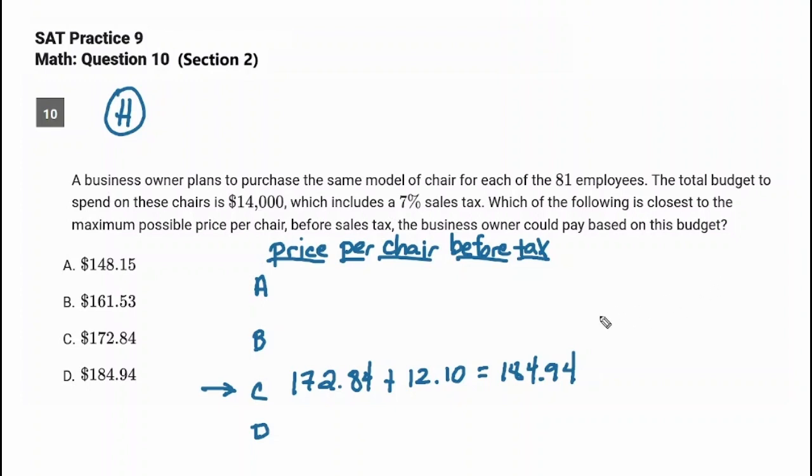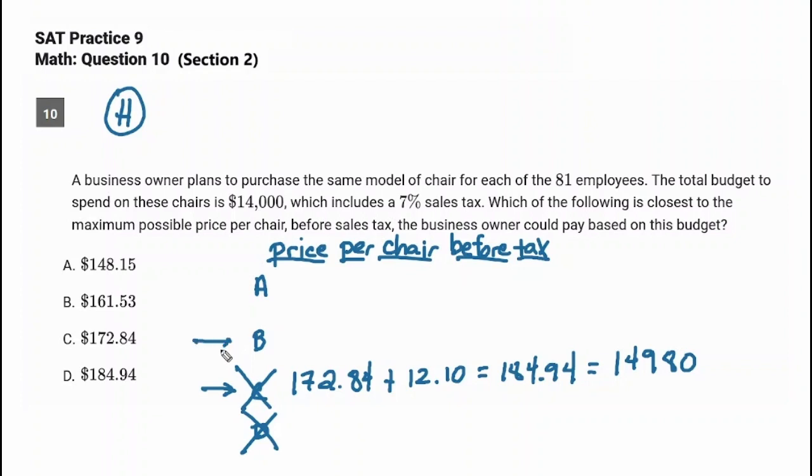And when you do that, you're going to get a number that's about 14,980. Is this right? No. Why? Because we can only spend $14,000, and here you're spending $14,980 and a few more cents. So that's wrong. What else has to be wrong? Well, anything bigger. So you got it down to A and B.